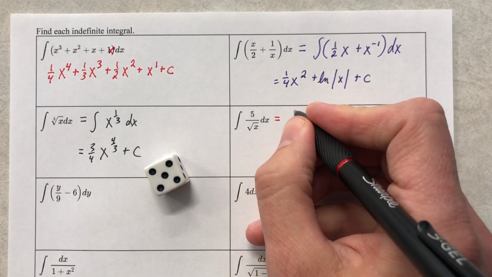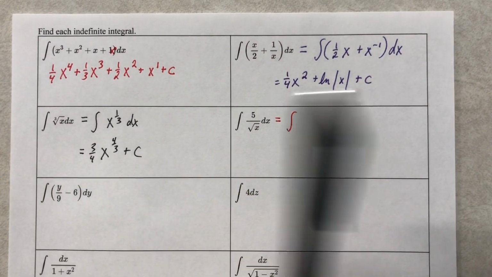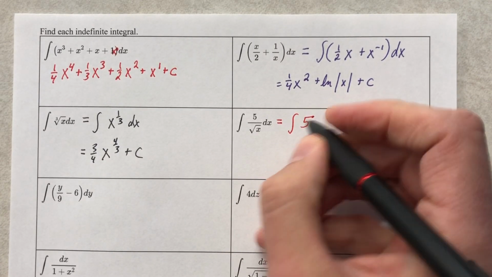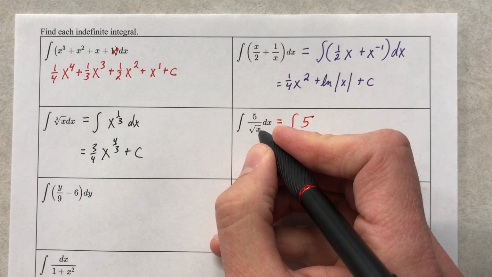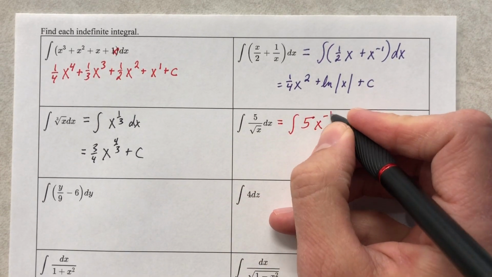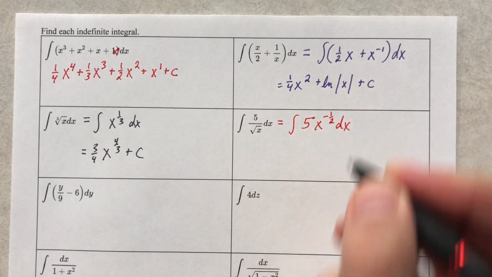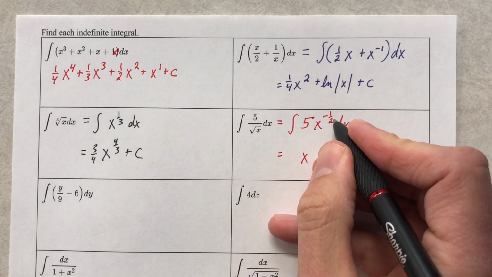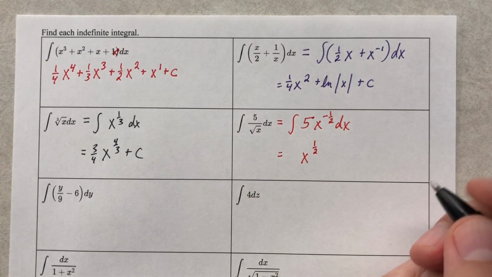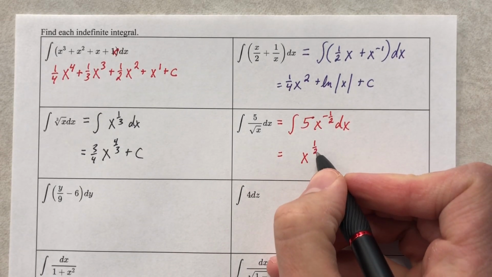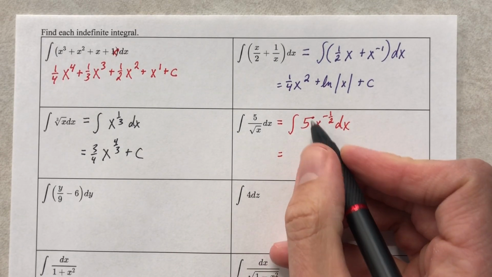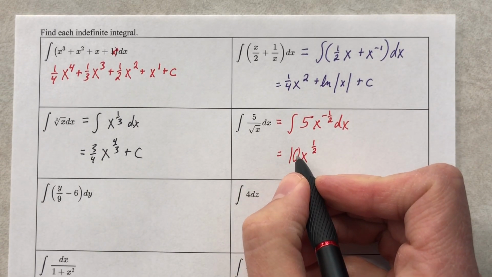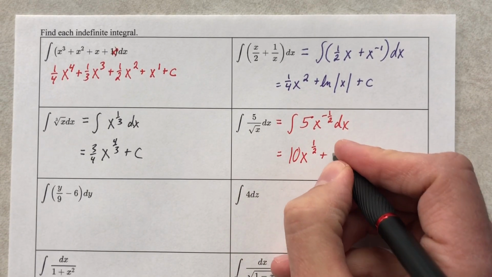Let's do a rewrite on this one as well. 5, let's see, this is x to the 1/2, but it's in the denominator, so we'll bring it up and call it negative 1/2. There we go. Now we'll add 1 to that exponent, meaning negative 1/2 plus 1 is positive 1/2. 5 divided by 1/2, it's not 5 divided by 2, it's 5 divided by 1/2. That, my friends, is 10, because it makes sense. 10 times 1/2 gives me 5, and then plus c.